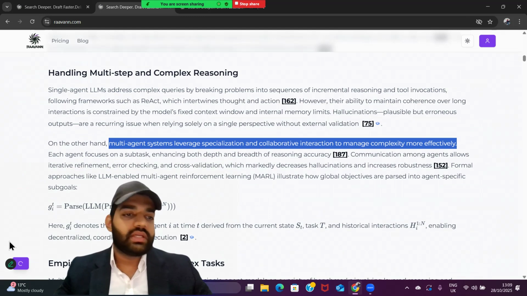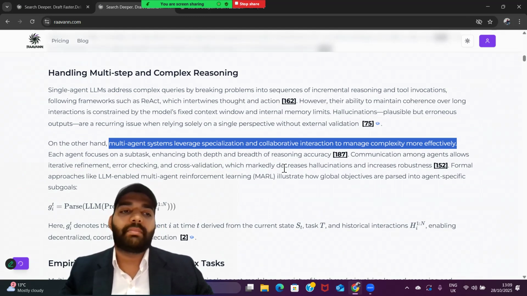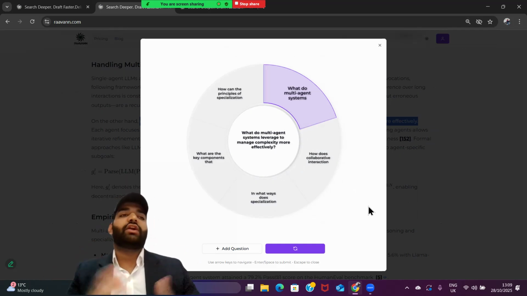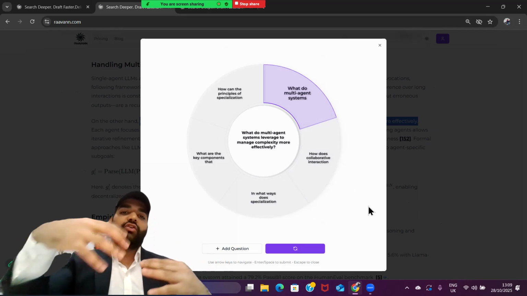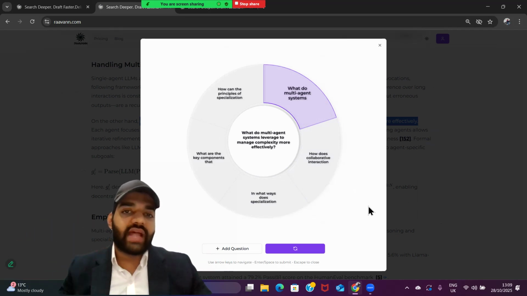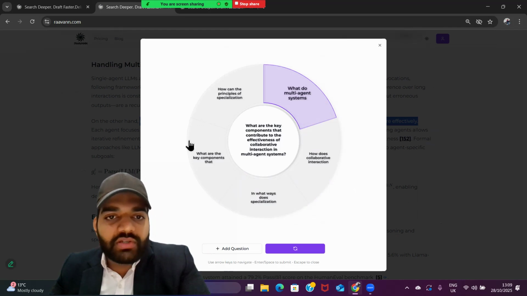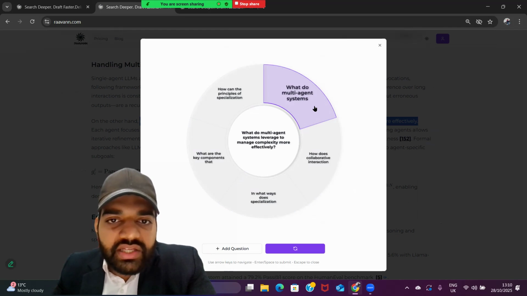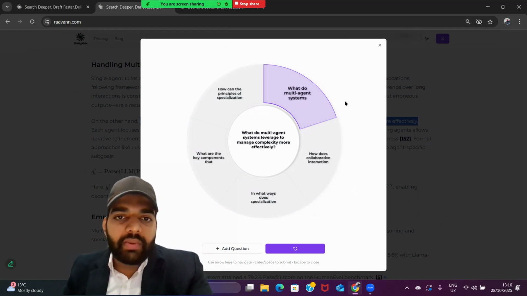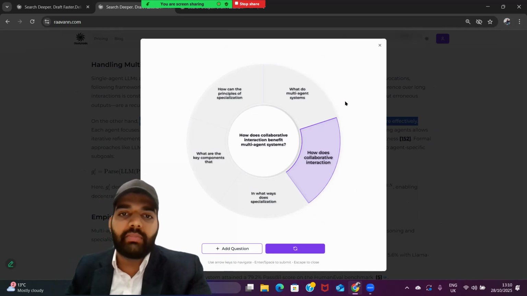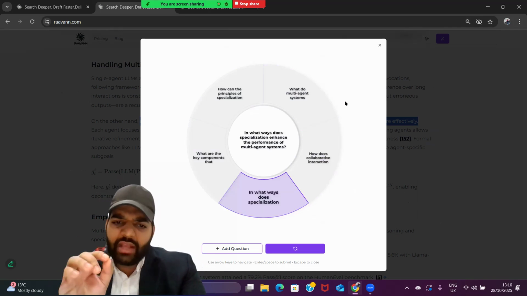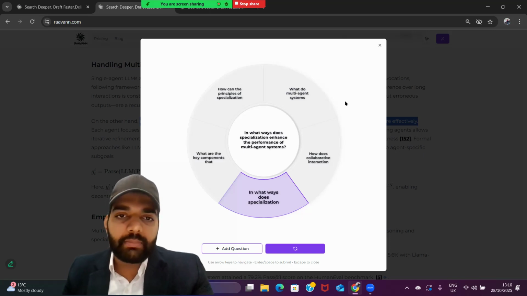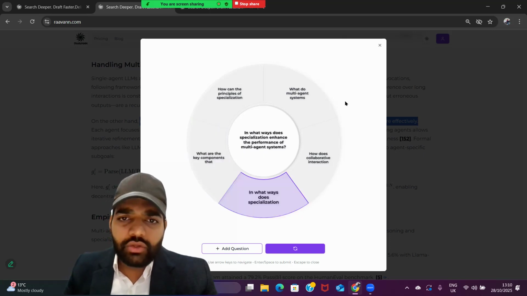The dive icon is loading currently, and I'll show you how it works. As you can see, we understood what kind of line you selected, and we know what kind of prompts are suitable for that line. So we are giving you a few prompts that you can use to tell us where you want to go with it. For example, what do multi-agent systems leverage to manage complexity more effectively? How does collaborative interaction benefit multi-agent systems? These are the most accurate prompts, which will get even better with usage, because it's proprietary to us.